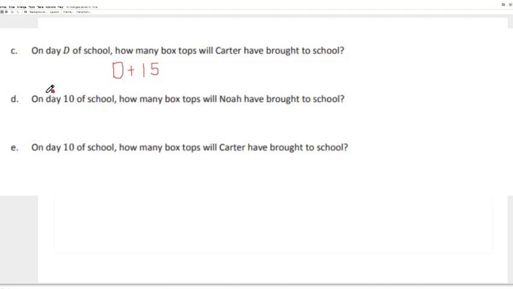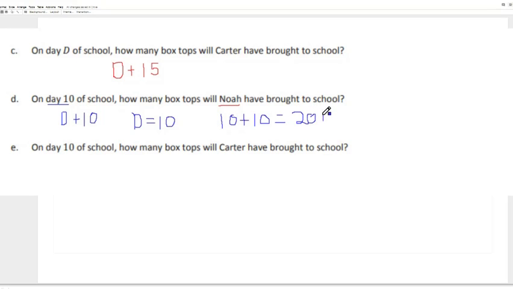So we look down at the next part. It says, on 10 days of school, how many box tops would Noah have? Well, we go back to our expression for Noah, D plus 10. On the 10th day of school, D is equal to 10. How many box tops would he have brought in? Well, you plug in 10 for D plus 10, and that would give Noah 20 box tops.